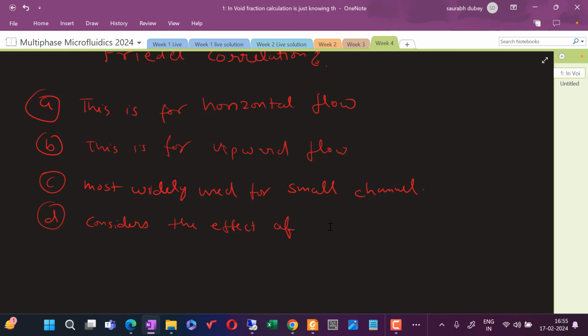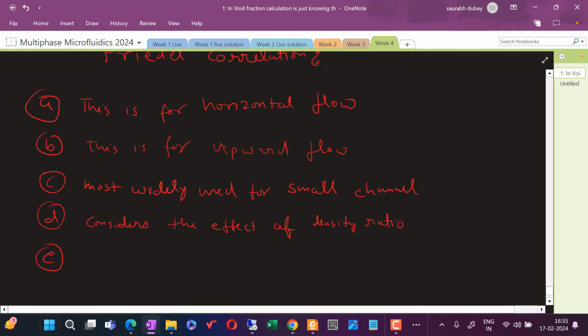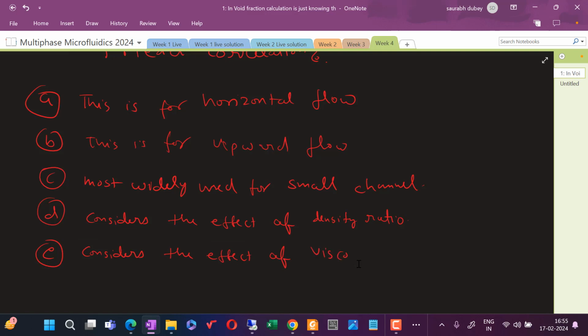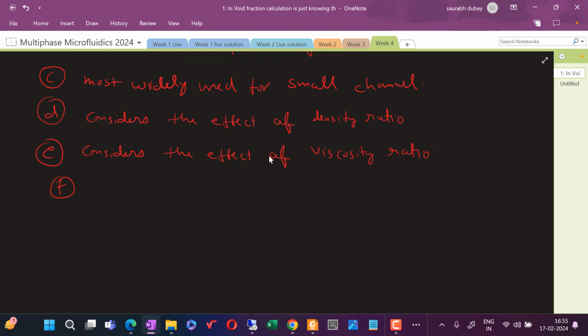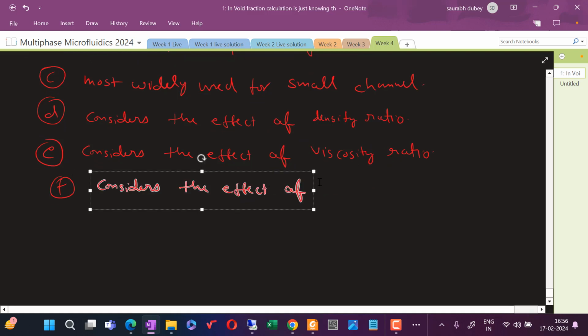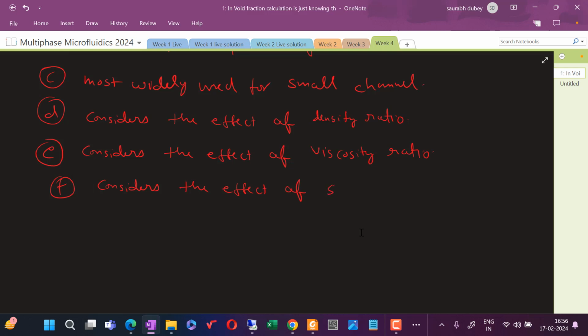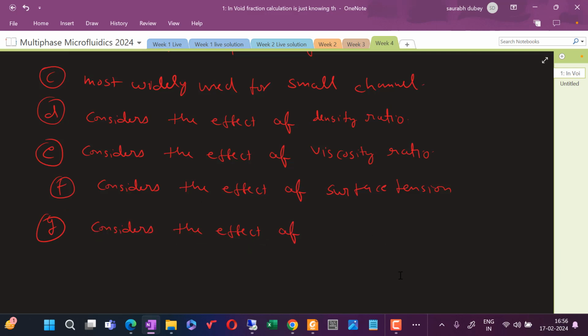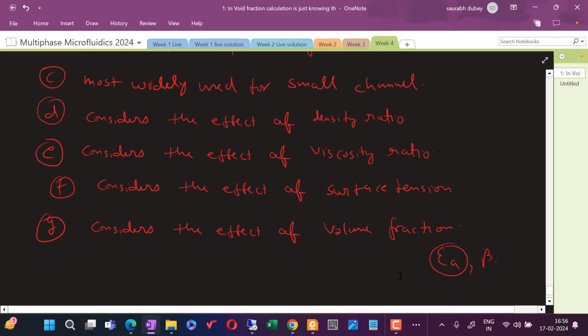then viscosity ratio of two phases, and it also considers the effect of what we call surface tension or interfacial tension. These are multiple choice questions, so you have to be very clear about the option that you are putting in. Volume fraction, that is epsilon or beta.